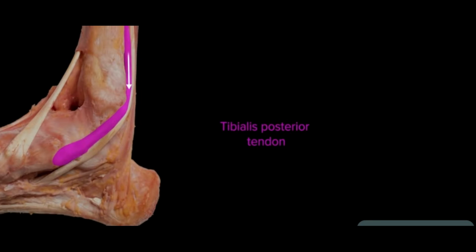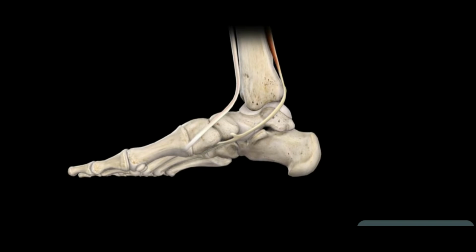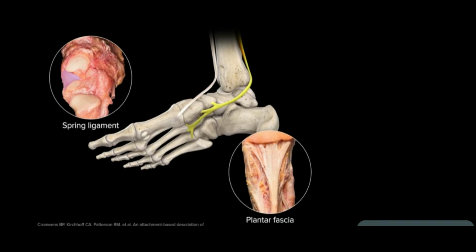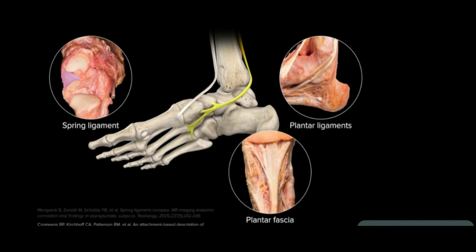Now maybe it is the abrupt change of direction with increased gliding resistance, or the hypervascular zone, located about 1 to 1.5 centimeters distal to the medial malleolus, that contributes to insufficiency. But either way, its main action as an inverter and stabilizer of the longitudinal arch of the foot, along with the spring ligament, plantar fascia, and plantar ligaments, may play a role in the progression of a flat foot deformity.